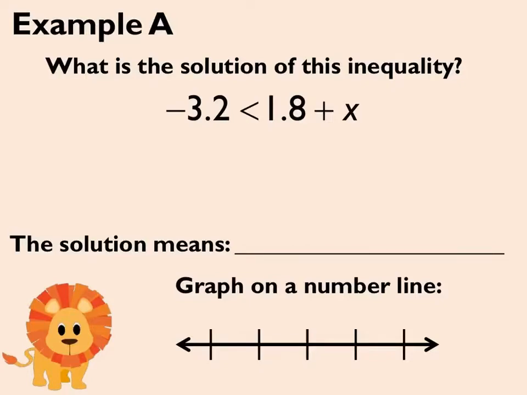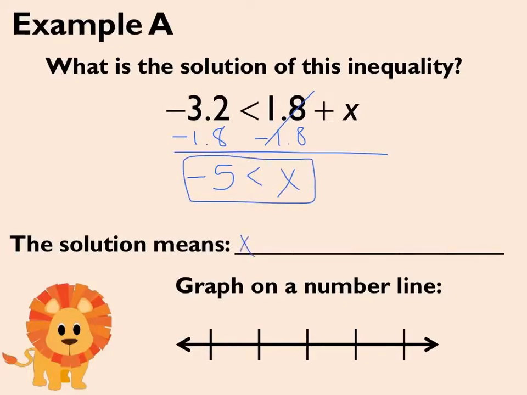In example A, we'll solve the inequality negative 3.2 is less than 1.8 plus x. Our goal in solving the inequality is to get x by itself on one side of the inequality symbol. So here we'll get rid of 1.8 by subtracting it from each side of our inequality. When we subtract negative 3.2 minus 1.8, we get negative 5. We'll carry down our inequality symbol, less than, and then carry down the x that remains on the right-hand side. So this inequality solution means that x is greater than negative 5.